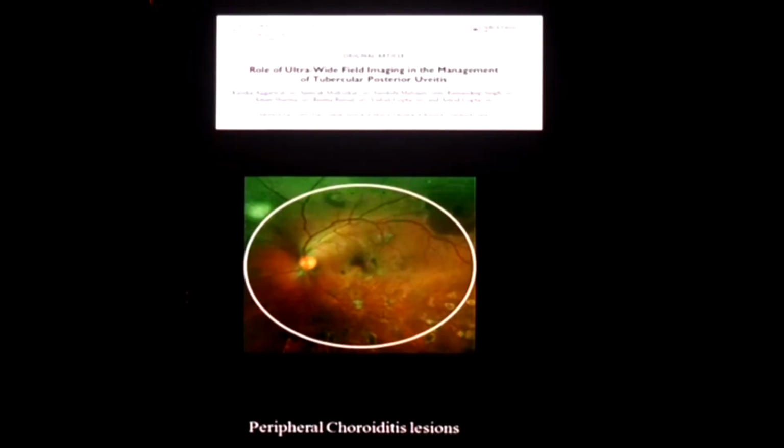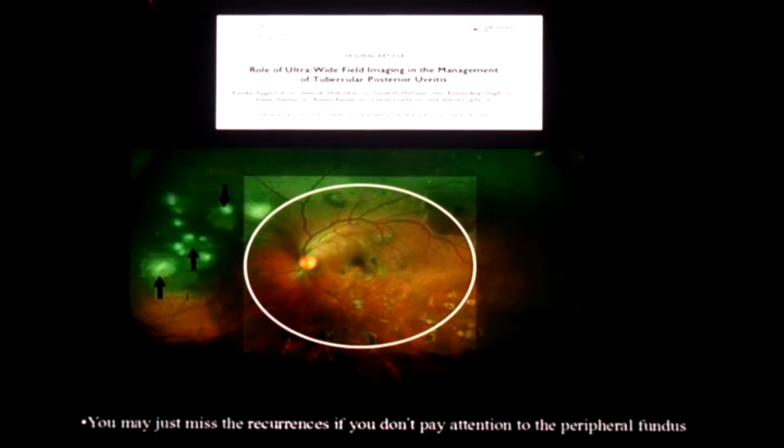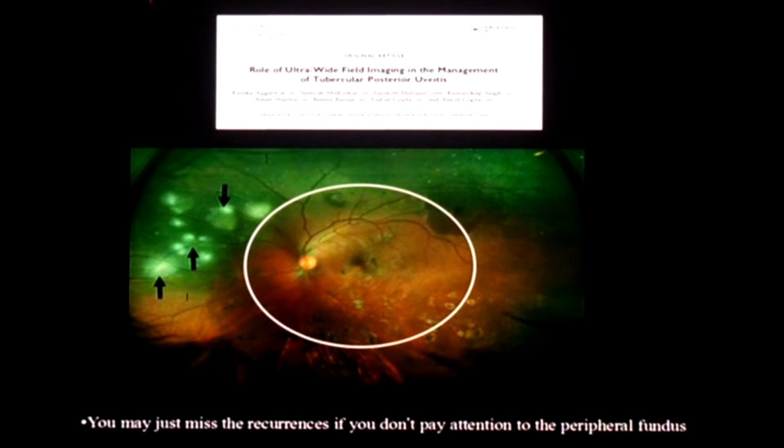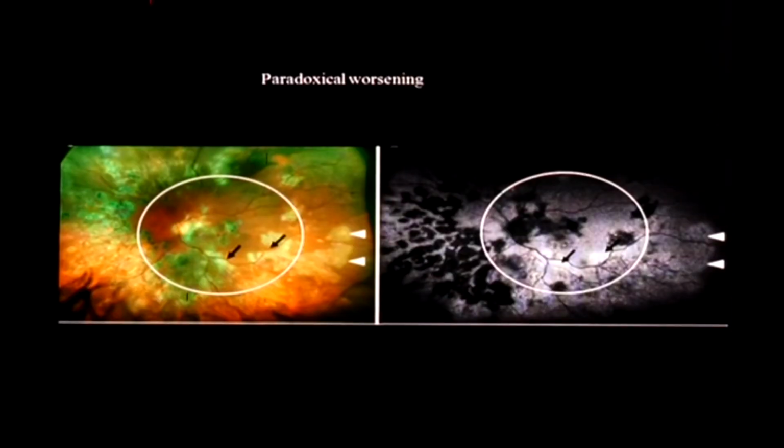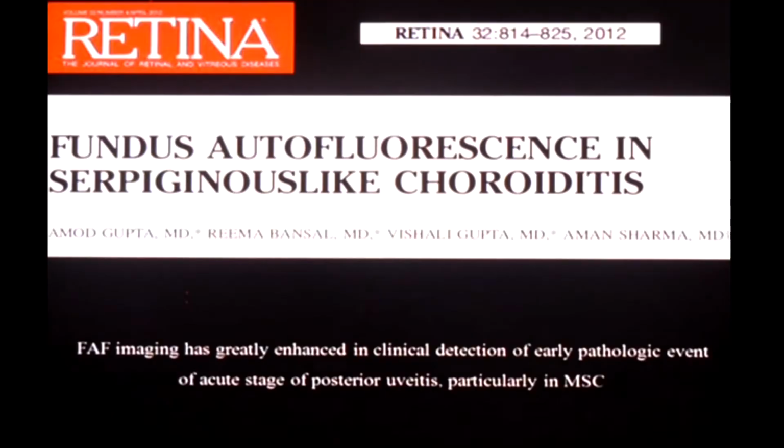Ultra-wide field imaging is important in identifying the peripheral choroiditis lesions, and we are likely to miss these recurrences if we don't pay attention to the peripheral fields. Also applies to the paradoxical worsening of the peripheral lesions.